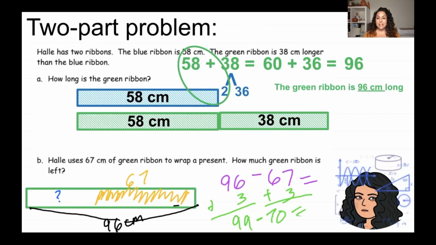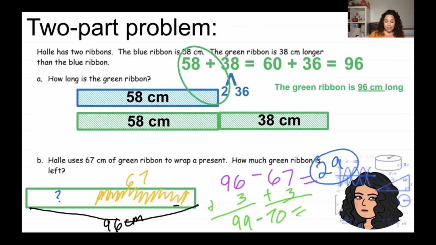Let's see, what is 9 take away 7? I have 9. Let's take away 7. 1, 2, 3, 4, 5, 6, 7. That leaves me with 2. So if I have 90 take away 70, that's going to leave me with 20. So I know that I have 20, and then for my ones, I have 9 ones from the 99. So my answer is 29.